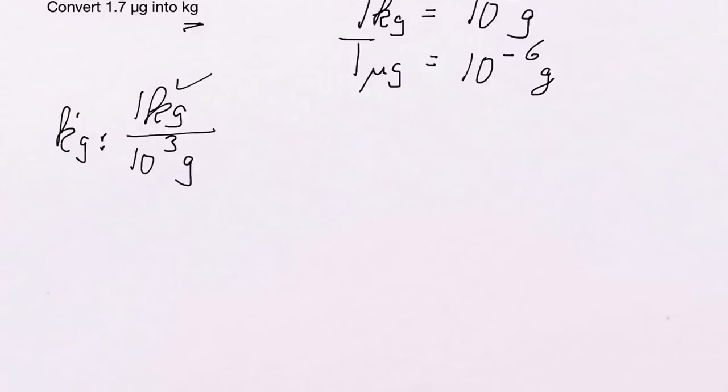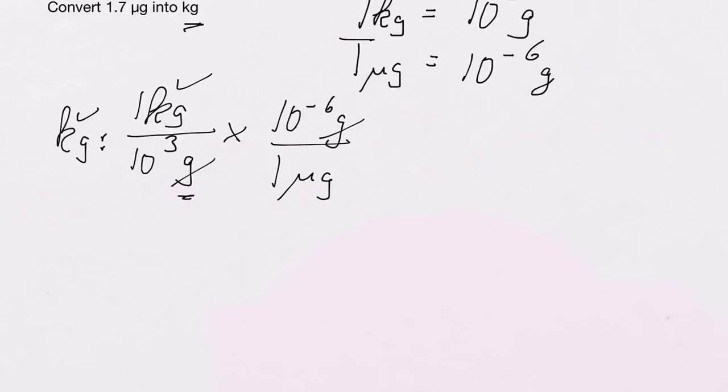So that's good. I've got my right unit on top, but I have to get rid of the gram. Do we have grams anywhere? Yes, we have that. We have 10 to the minus 6 gram per 1 microgram. Now the grams cancel out, and I need to get rid of the microgram. Do I have microgram anywhere? Yes, I've got that here. So that's 1.7 microgram, and I can cancel out all my units, and all that's left is my unit that I'm looking for.